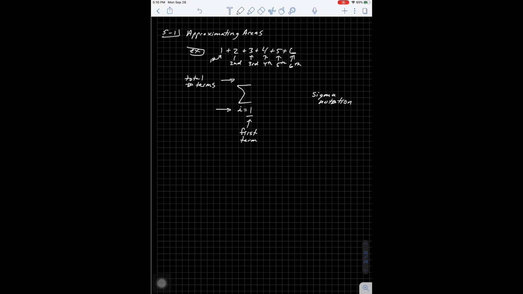On the top of this sigma goes how many total terms you have. So I would put a 6 up here because I've got 6 total. And then in front of the sigma, you're going to write a formula of sorts involving this letter i, which is the index, that tells me how to get these numbers based on what term I'm on.